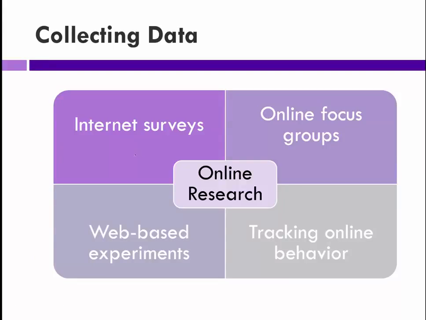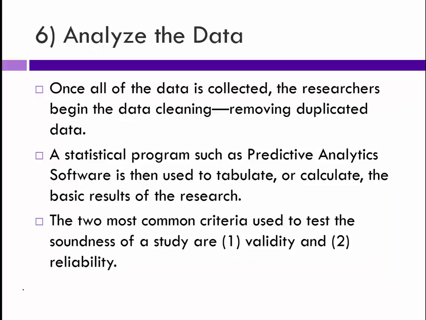So you can do internet surveys like questionnaires. You can do online focus groups for some observation. For the causal, you can do web-based experiments. I change the website for these people and see what happens. And you can track online behavior, and so that'll be your observational over here. So you can actually do all the types that we talked about online, as well as face-to-face and mail and that kind of thing.